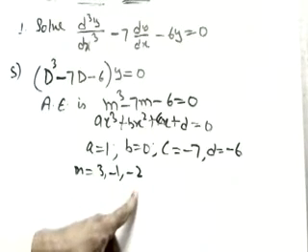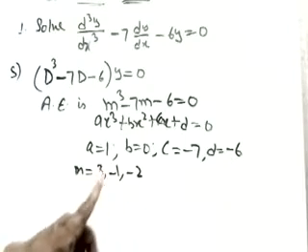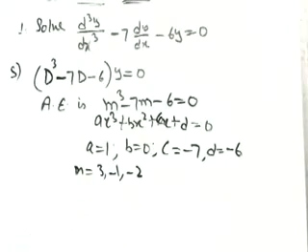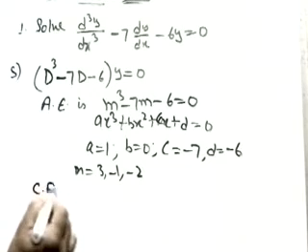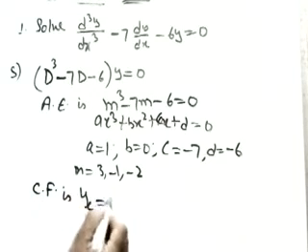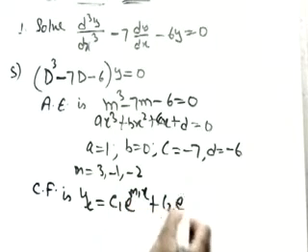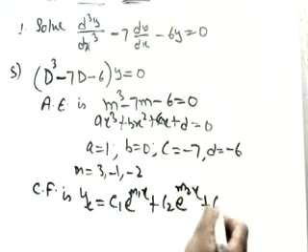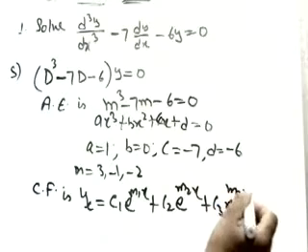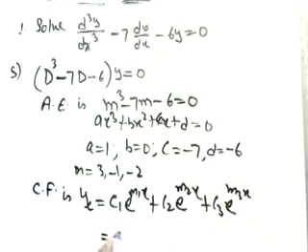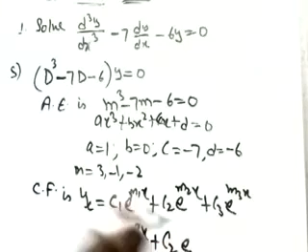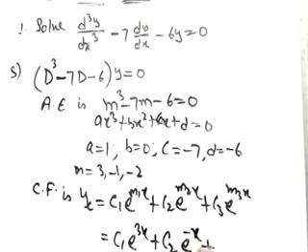Watch here carefully. Now there are 3 values, and these 3 are different. So of the cases we have just seen, this is case 1, 3 different values. Therefore, the complementary function is yc equals c1 e power m1x plus c2 e power m2x plus c3 e power m3x. So let me substitute the values. c1 e power 3x plus c2 e power minus x plus c3 e power minus 2x.